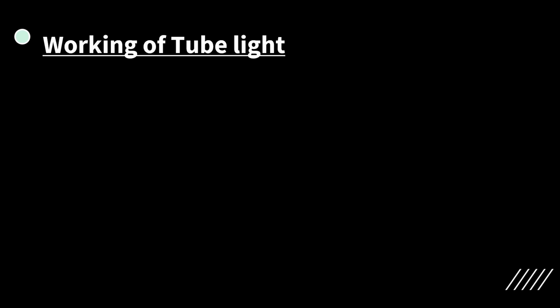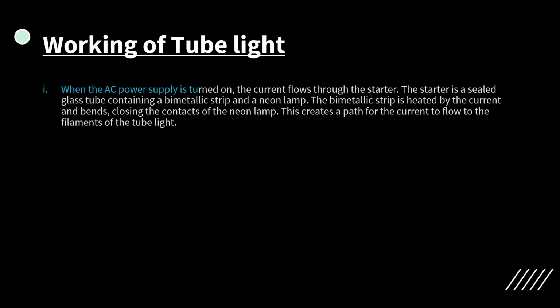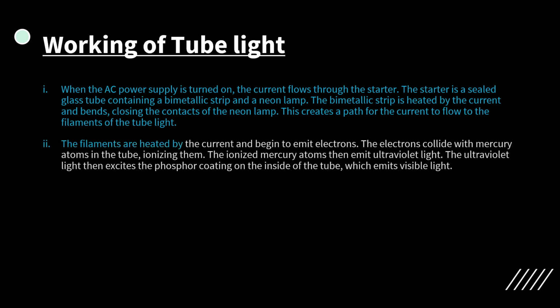Here we will understand. When the AC power supply is turned on, the current flows through the starter. The starter is a sealed glass tube containing a bimetallic strip and a neon lamp. The bimetallic strip is heated by the current and bends, closing the contacts of the neon lamp. This creates a path for the current to flow to the filaments of the tube light. The filaments are heated by the current and begin to emit electrons. The electrons collide with mercury atoms in the tube, ionizing them. The ionized mercury atoms then emit ultraviolet light. The ultraviolet light then excites the phosphor coating on the inside of the tube, which emits visible light.